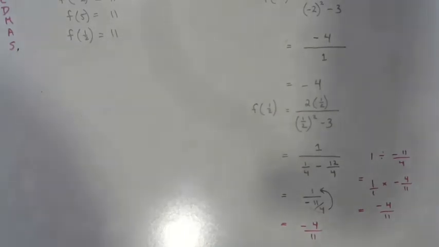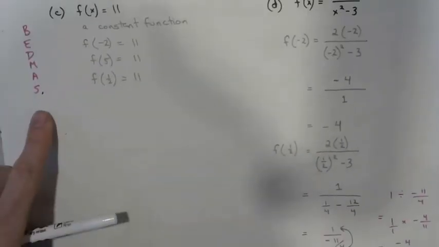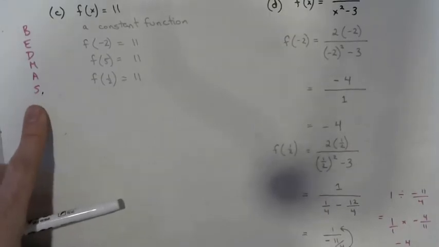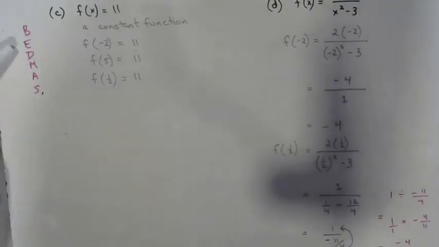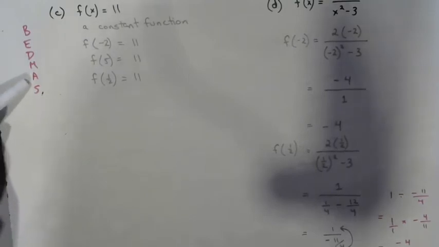That's example 1. You can now find the value of any function as long as you're really careful and you're applying your algebra skills and the order of operations: brackets, then exponents, then division and multiplication in order from left to right, then addition and subtraction in order from left to right.